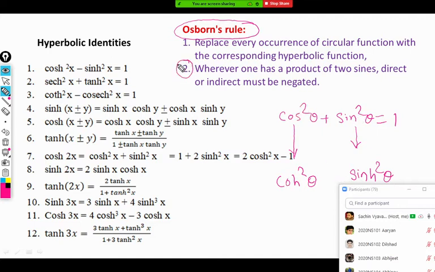And the second point: whenever there is a product of two sine functions, direct or indirect, then it is negated. Negated means if it is a plus, convert it to a minus. If it is a minus, you convert it to a plus.